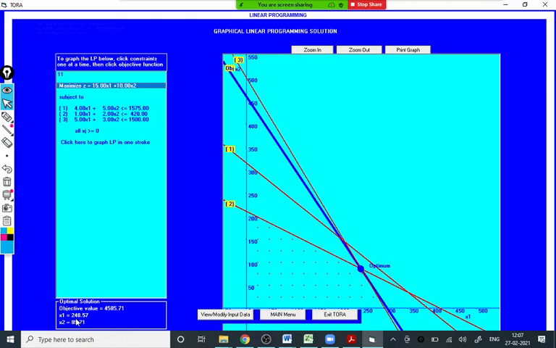And what is that point? The coordinates of that point are 248.57 and 85.71, and the maximum value of z is 4585. Remember, this question will not come in an exam because the values are in decimal.